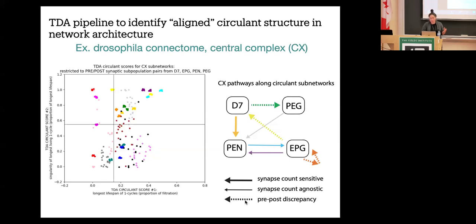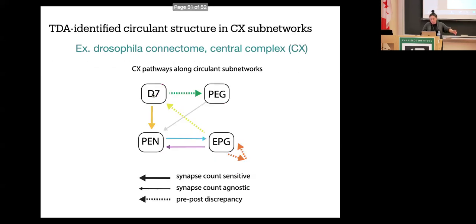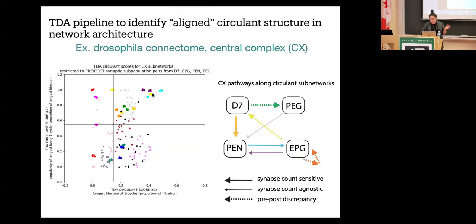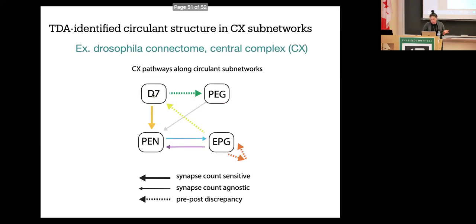The dashes show when there's a discrepancy, like with this EPG to delta 7 network, a discrepancy between the pre and post neural correlations in terms of their circulant structure, which is pretty interesting because that wouldn't arise in a Dowker setting, but we're not doing Dowker. I think that's really interesting.